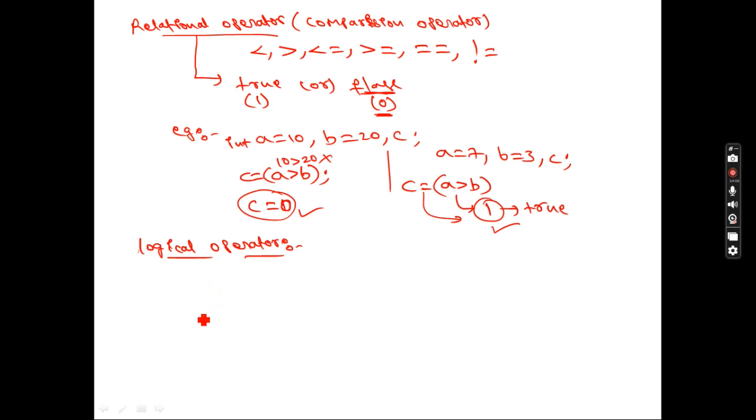Logical operator is nothing but, suppose for example a is equal to 10, b is equal to 20, and c is equal to 5. Before, only two values were there and you compared those two values. But now how many values are there? 3. Now you need to compare. So what is the meaning of logical operators? It combines the results of relational operators.